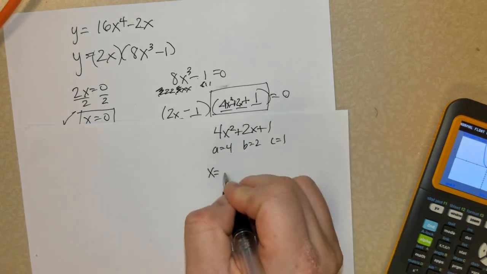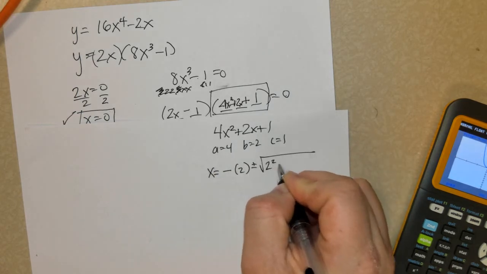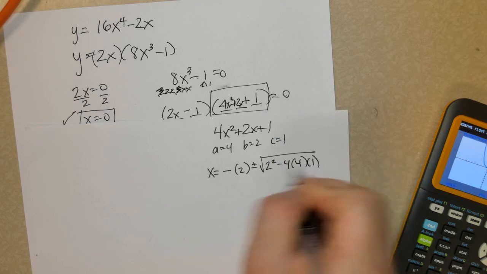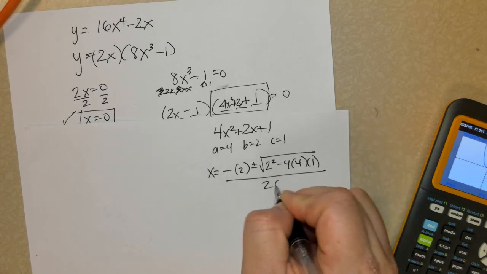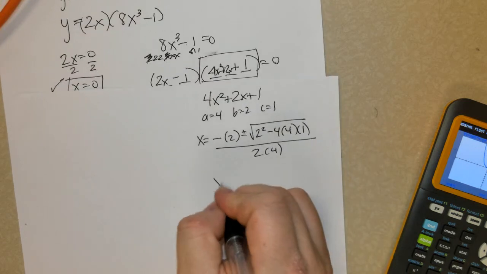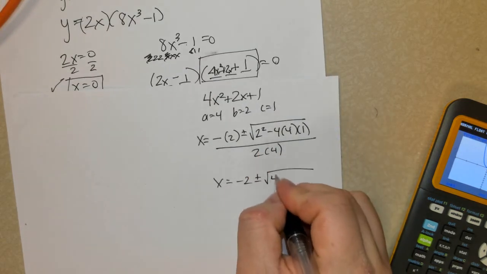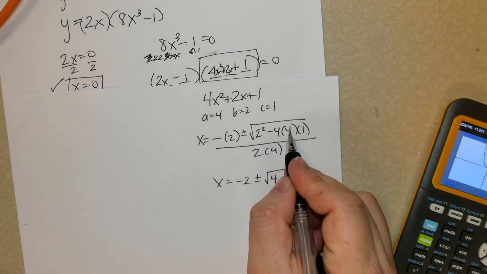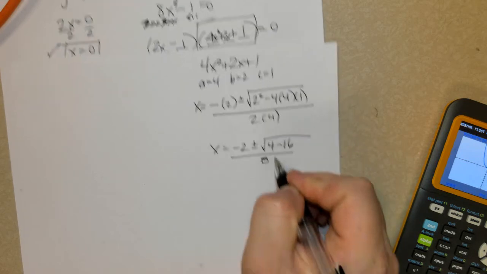Okay, so x equals negative b plus or minus the square root of b squared minus 4ac, all over, not over just this part, all over 2a. 2 squared is 4. 4 times 4 is 16 times 1 is still 16 over 8.